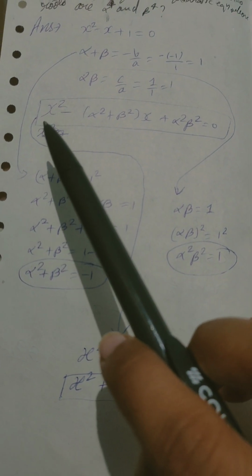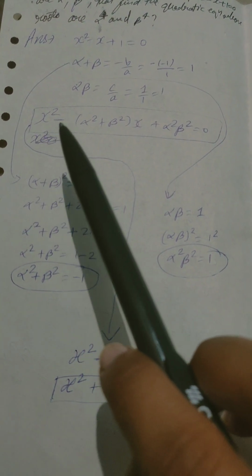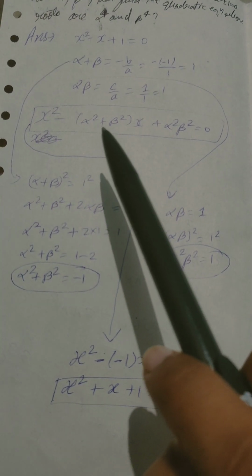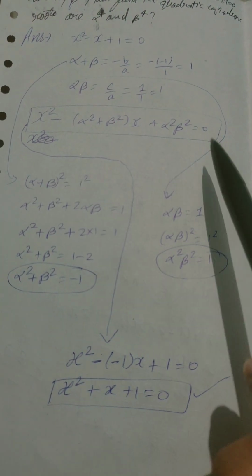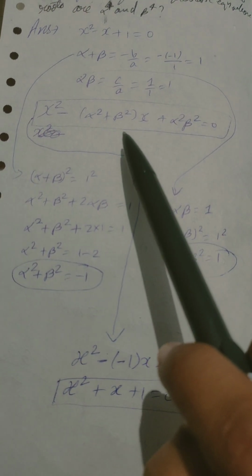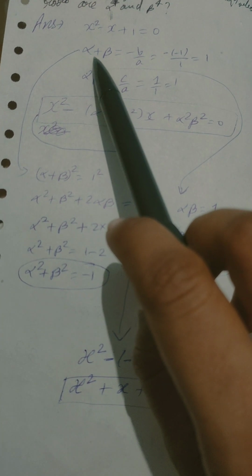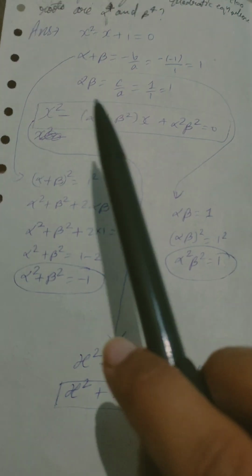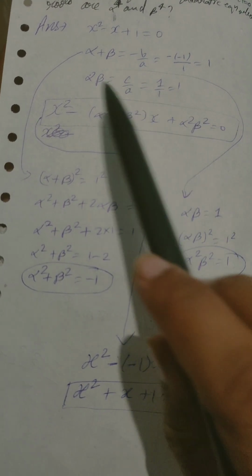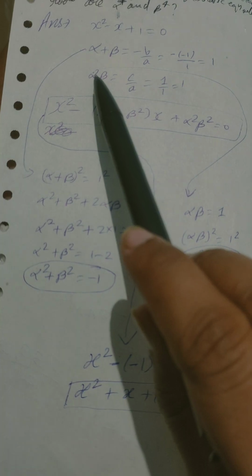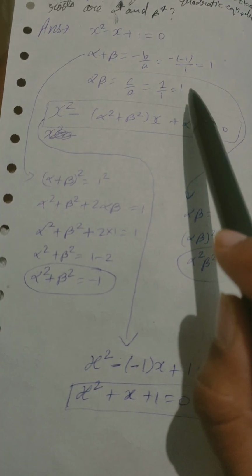So here this is the standard form: x square minus bracket alpha square plus beta square, x, plus alpha square beta square equal to 0. So this we need to find out. Alpha square plus beta square we can find from here. If we square the left hand side and right hand side, we will get alpha square plus beta square and alpha square beta square.